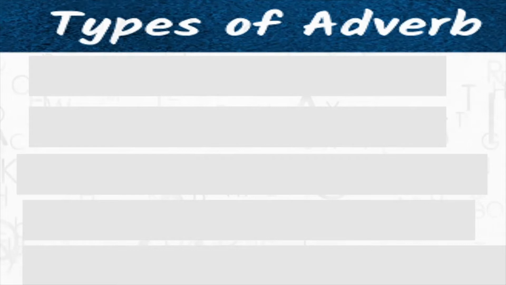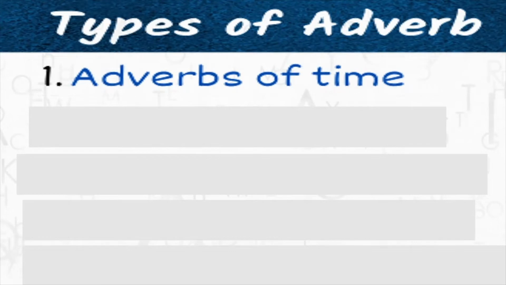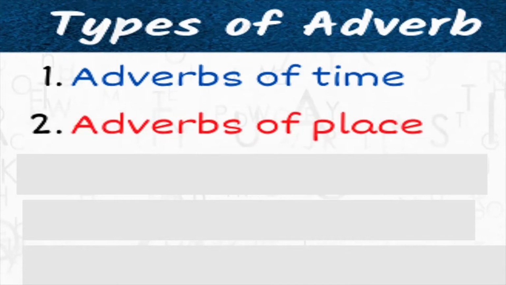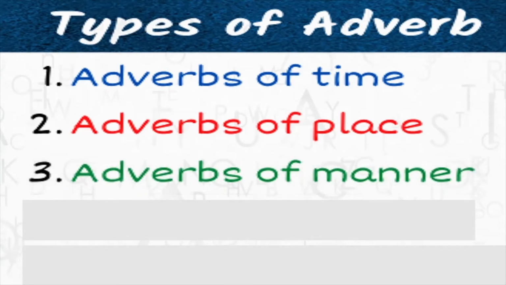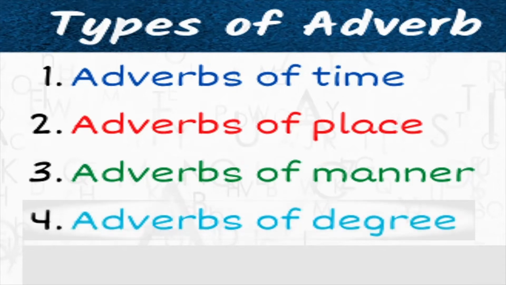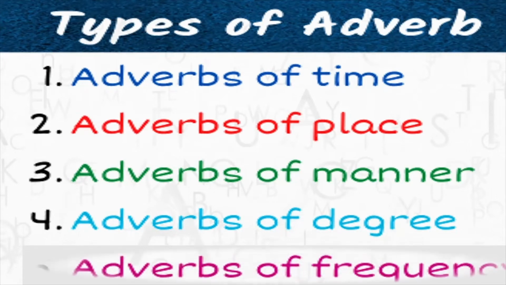First we'll see what their names are, and then we will do a small description of each type of adverb, and we will also look at some meanings. So here comes the first type of adverb, that is adverbs of time. Then we have adverbs of place. The third kind of adverb is adverbs of manner. And then you have adverbs of degree. And finally you have adverbs of frequency.